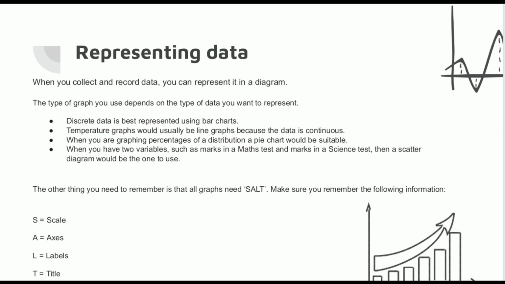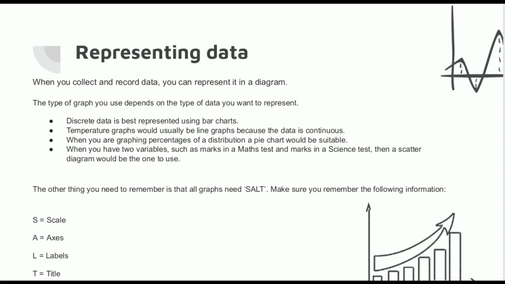Let's talk about our graphs now. What makes a graph? Well, a graph must have certain properties for it to be classified as a graph. Now, you need to know that all graphs need SALT. All graphs need SALT? What does that mean? Well, SALT is just an acronym. S means scale, A means axis, L means labels, and T means title.